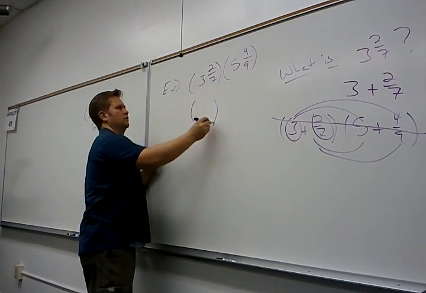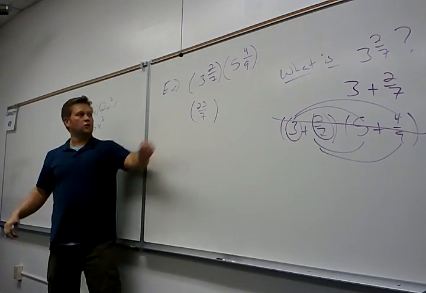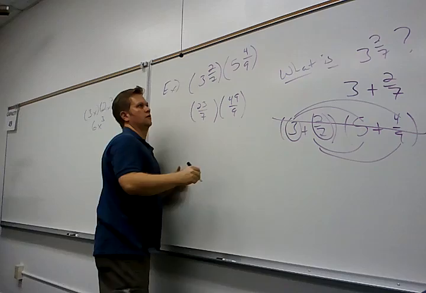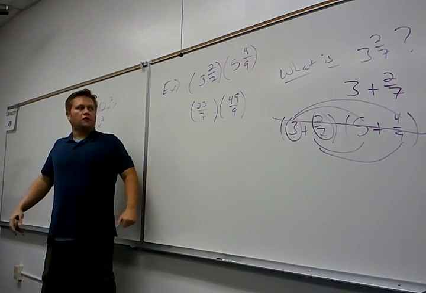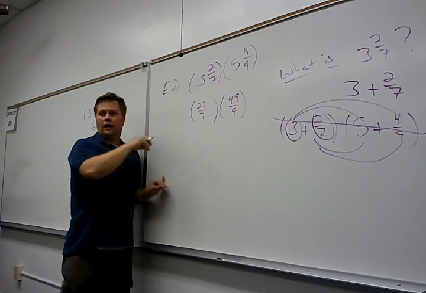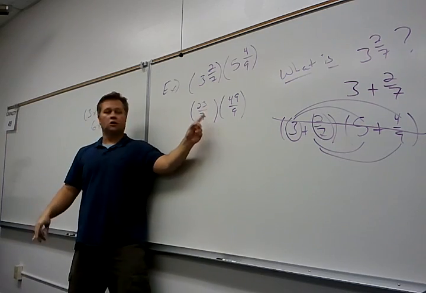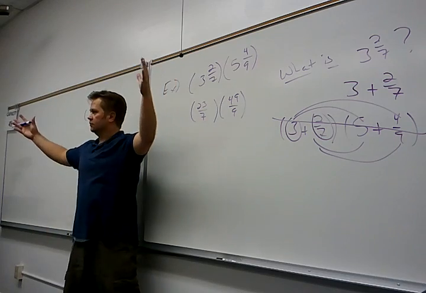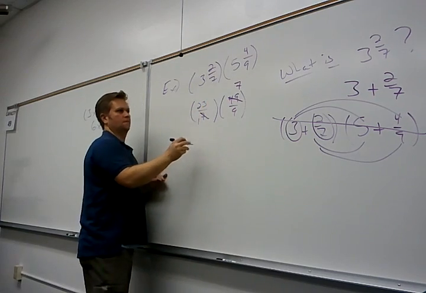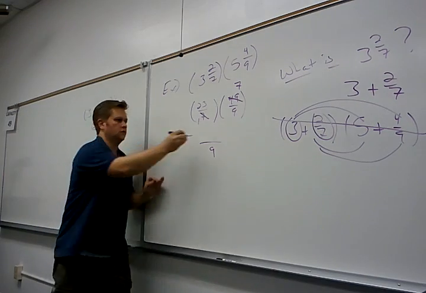So what is this as improper? 21, good. 22, 23? Yeah, 21 and 2. And then this one, 49 over 9. I'm really hoping I get everybody on board with this, looking to see what reduces first. So you don't have to do 23 times 49 and get that big number. Don't do that to yourselves. 7 goes into 49 7 times, and into 7 once. So 23 times 7 over 9. 161. Good, 161.